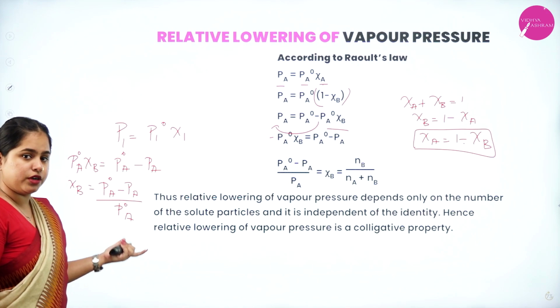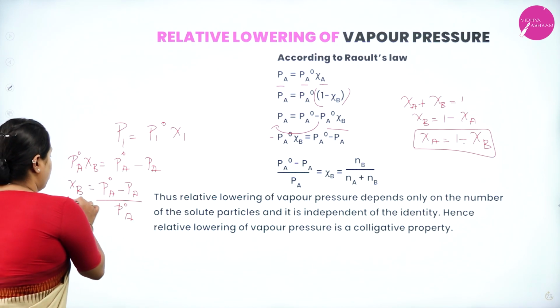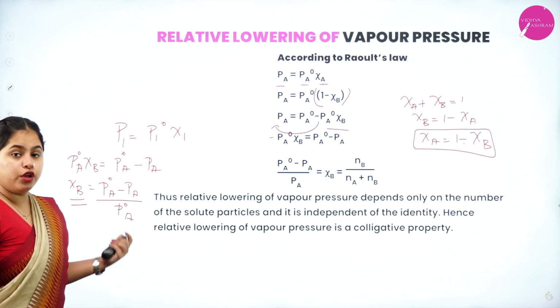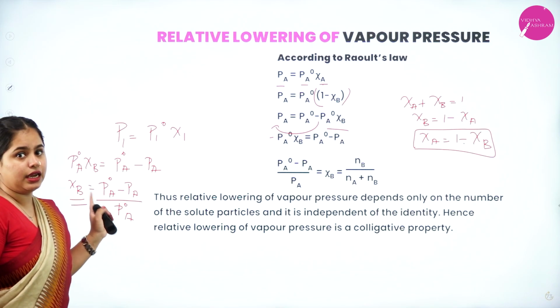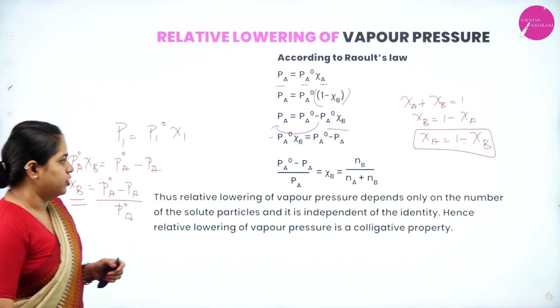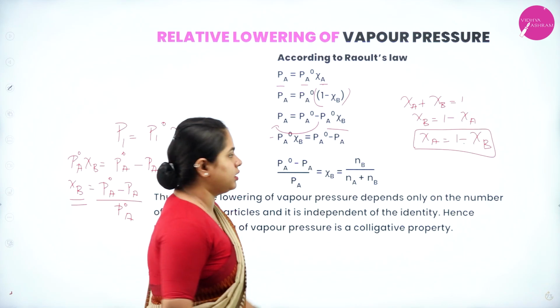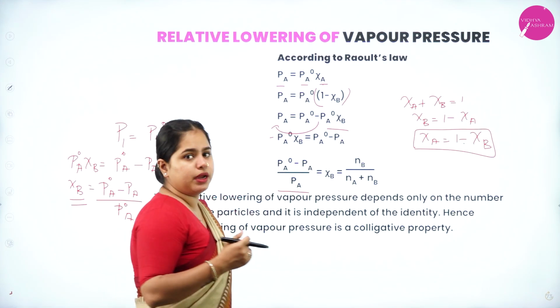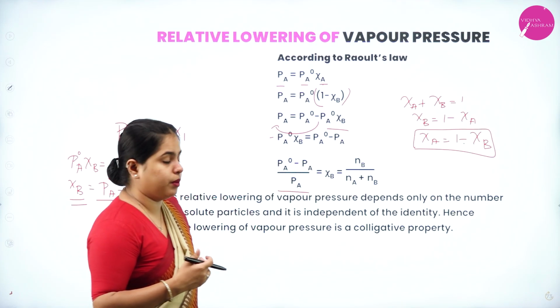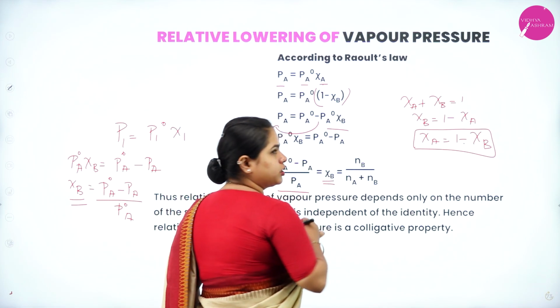Relative lowering of vapor pressure is also equal to the mole fraction of the solute, right? It is chi B, not chi A, chi B. So, it is the mole fraction of the solute. So, you can write all of this together. That is, P naught A minus PA by P naught A, the relative lowering of vapor pressure, is equal to the mole fraction of the solute.